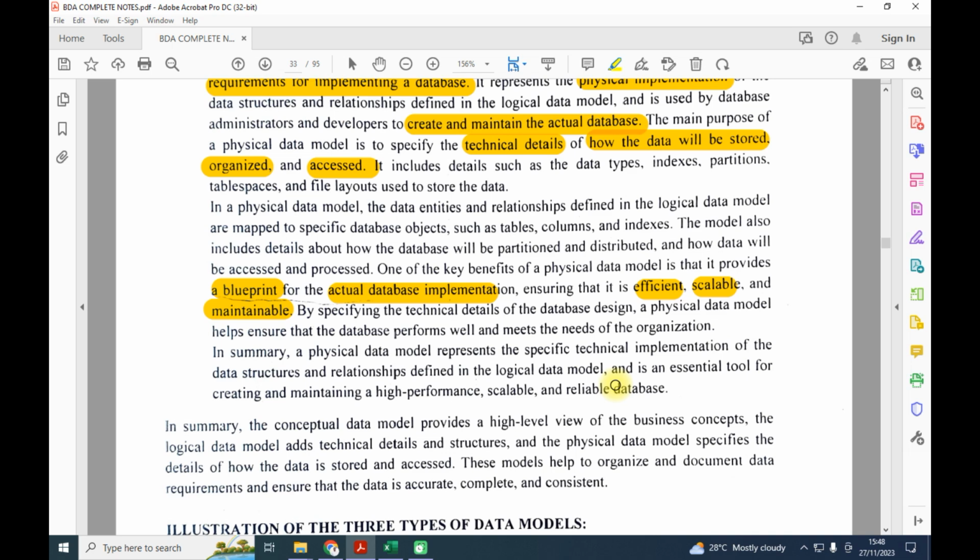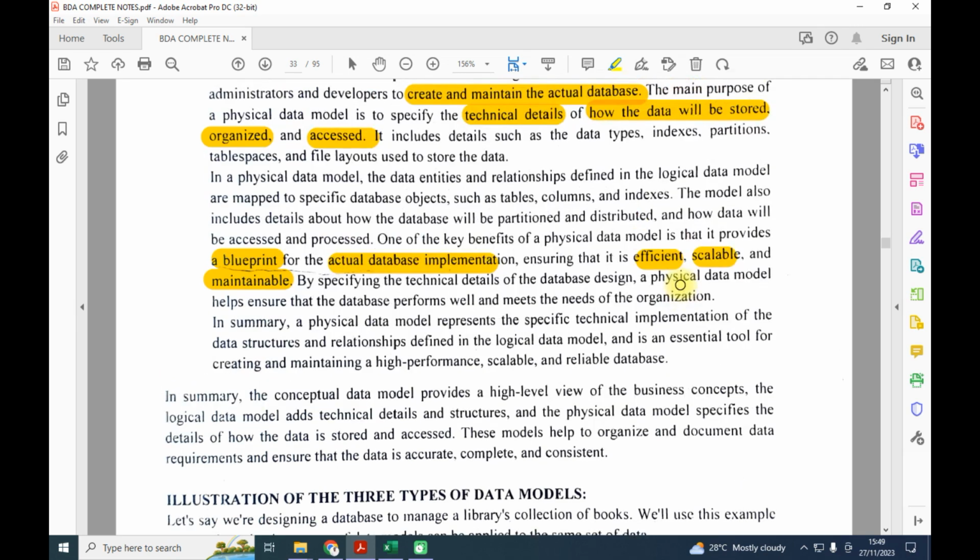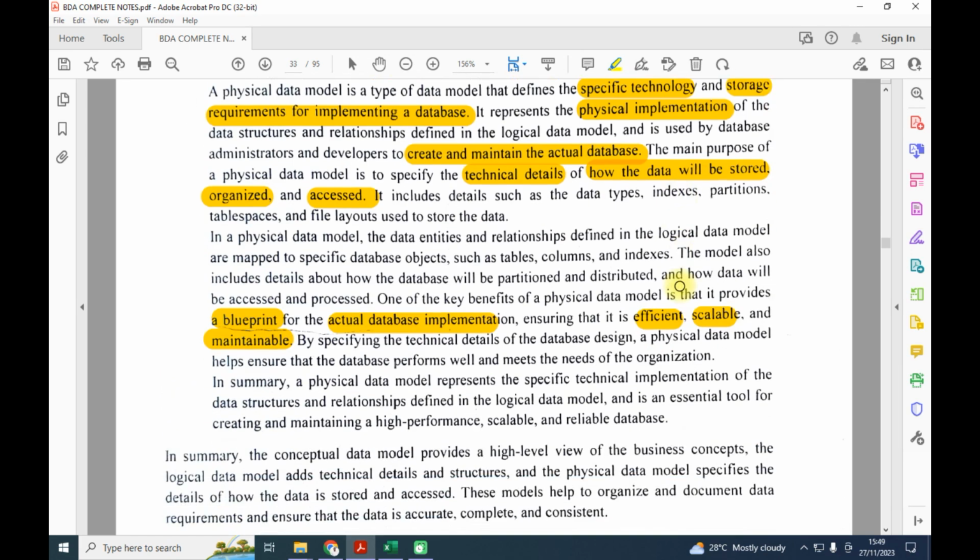Either include or modify an element under that particular part that we are looking at, or when you are defining, or when we have already designed. So here is the implementation, and already the database is implemented and already it's there, already we have stored. That's why we are saying whenever we are dealing with the implementation of the actual database, we are ensuring it is efficient, scalable, and maintainable. So by specifying the actual technical details of the database design, the physical data model helps ensure that the database performs well and meets the needs of the organization. That is the physical data model.